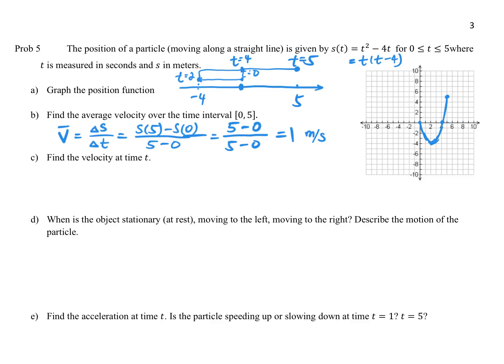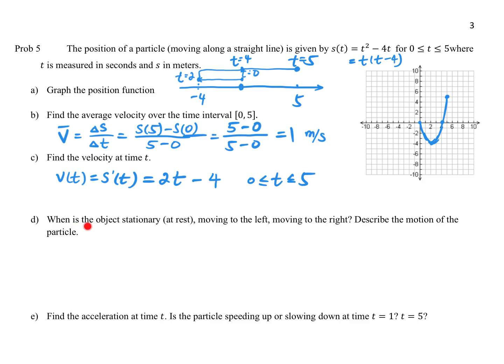Next, let's find the velocity. Velocity is a function that depends on time. It is the derivative of the position function. Let's take a look at the derivative of this. The derivative of t squared is 2t using the power rule, minus the derivative of 4t, which is minus 4 times the derivative of t, which is 1. So this is the velocity function.